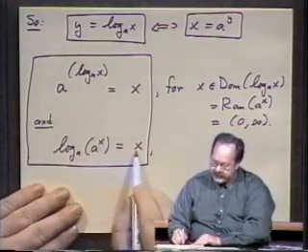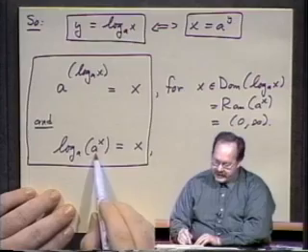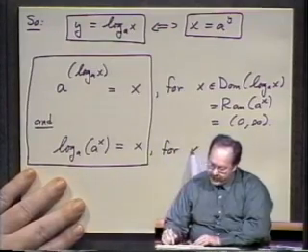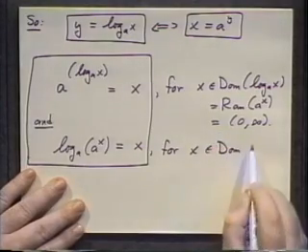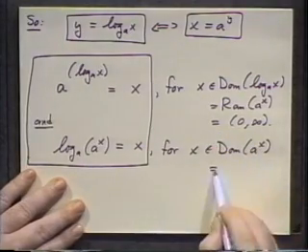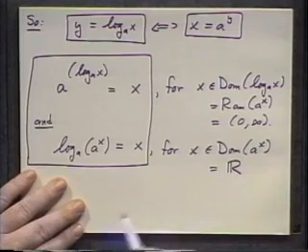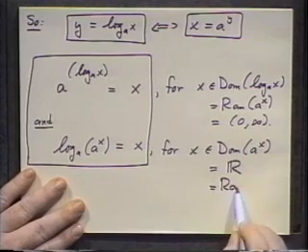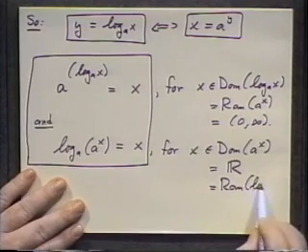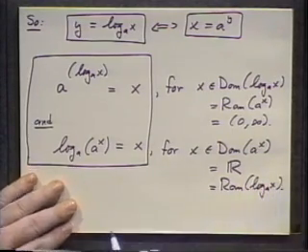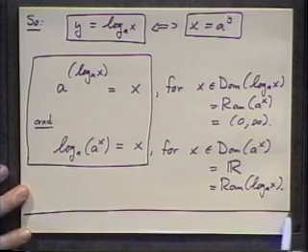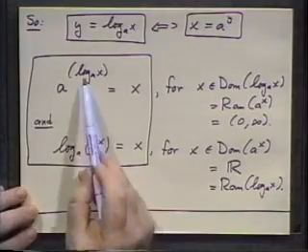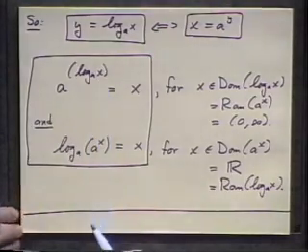Log base a of a to the x equals x. In this case, the x can be anything that is allowed in a to the x. So this is for x in the domain of a to the x, but the domain of a to the x is everything, all real numbers. Since the domain of a function equals the range of its inverse, that means this is now the range of log base a of x. So by putting together the facts we knew about inverses, together with the two functions here, a to the x and log base a of x, we've got all the basic information.